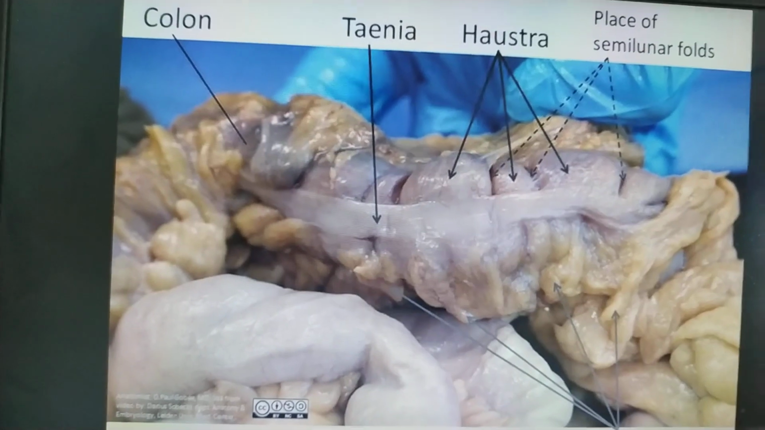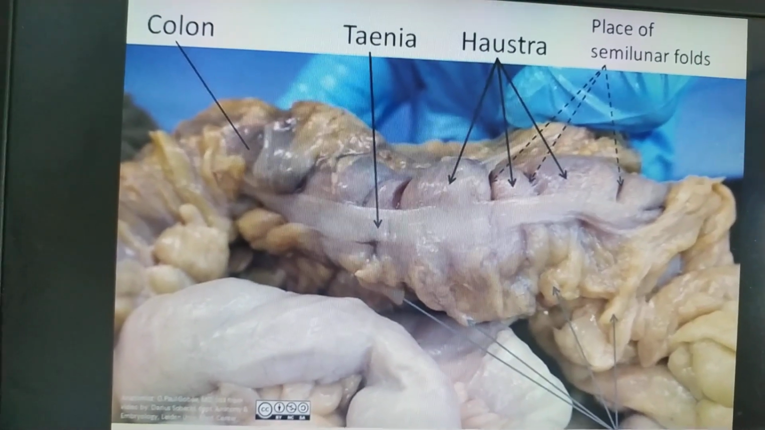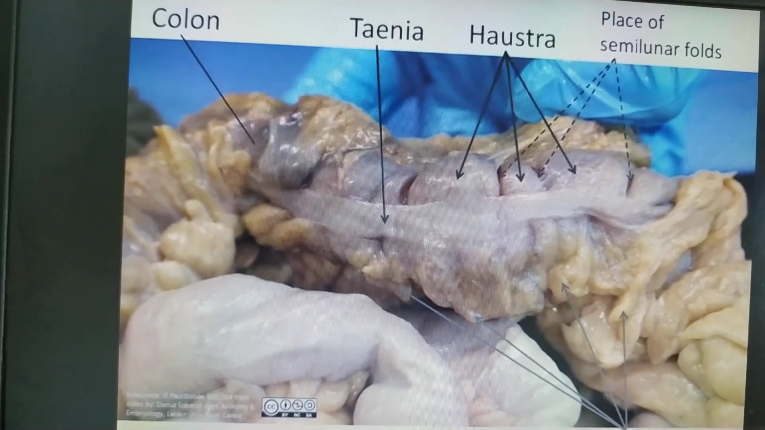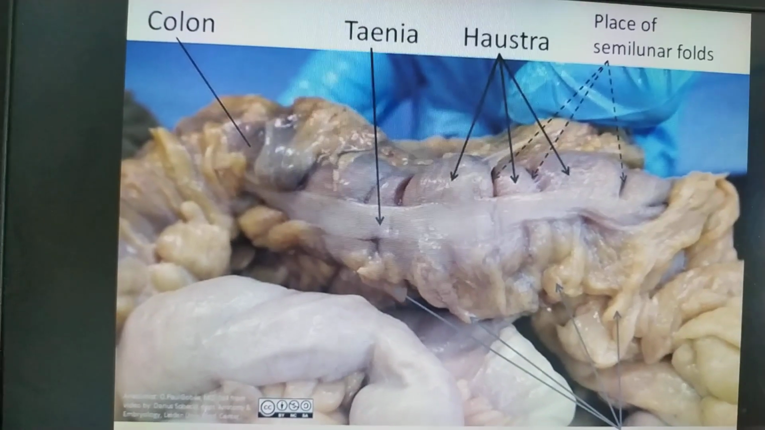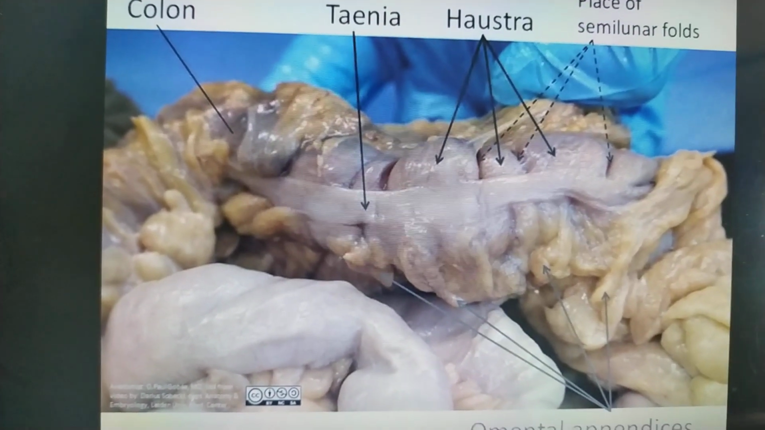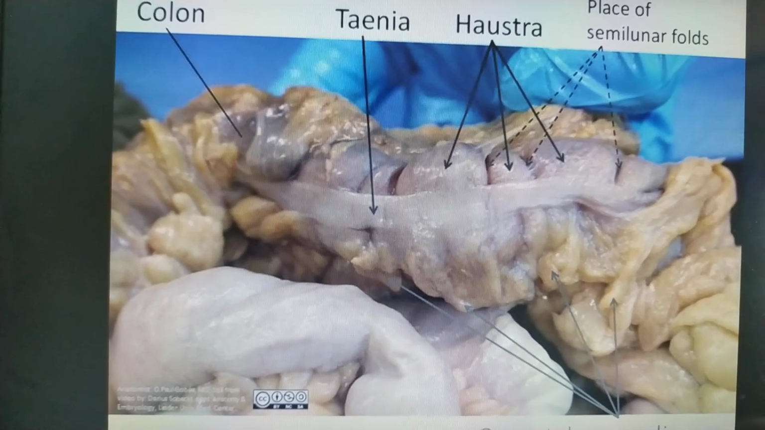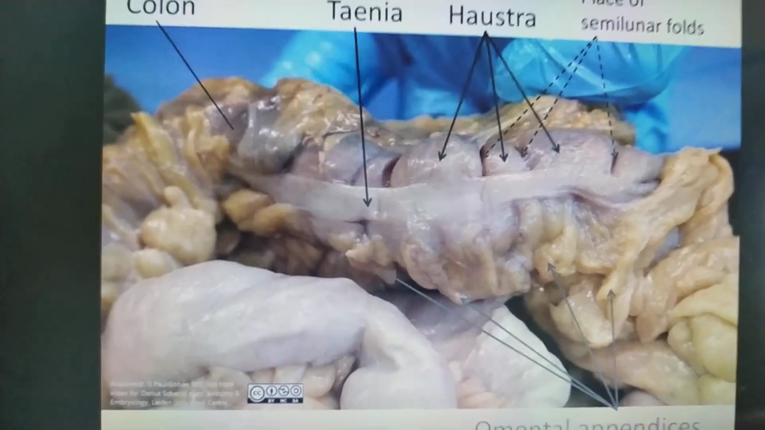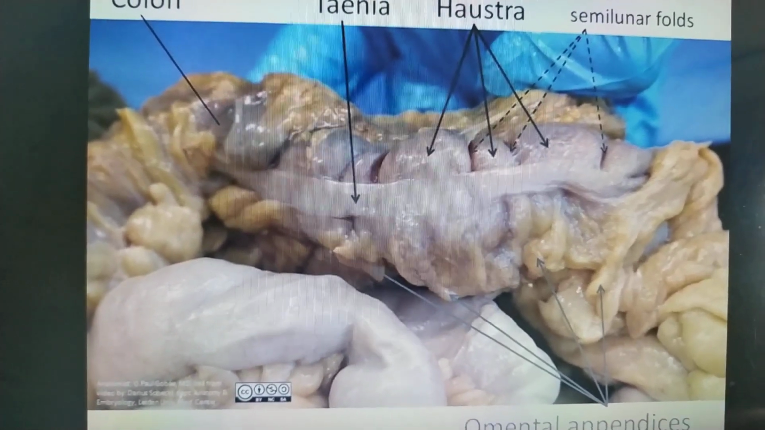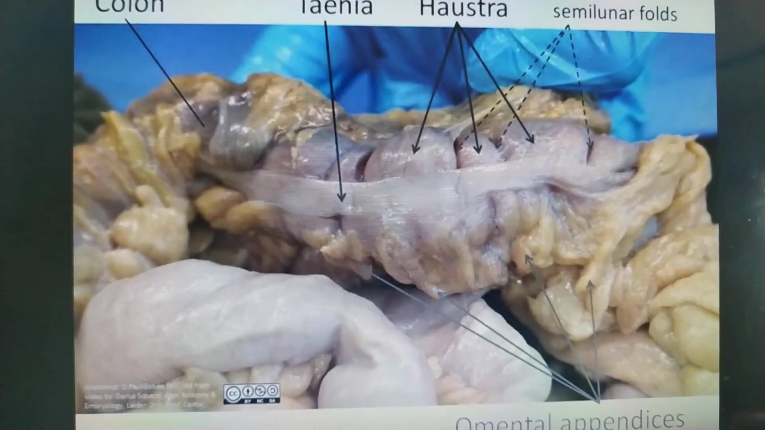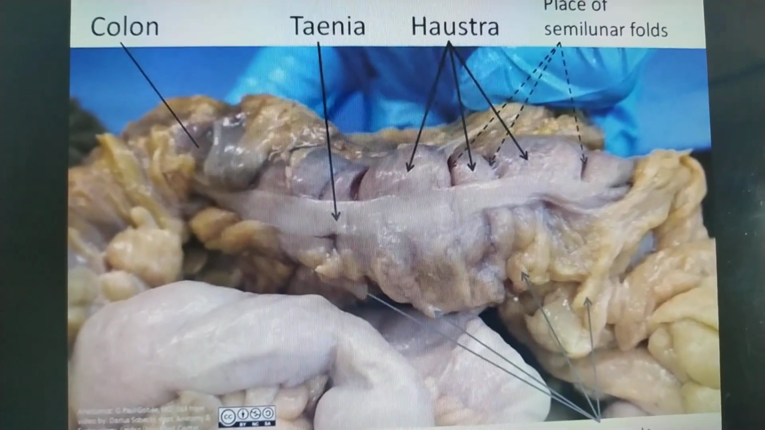The small intestine is more vulnerable to typhoid and tuberculosis, and there are more chances of diarrhea and dysentery due to infection, while in the large intestine there are more chances of development of carcinoma and dysentery. Okay, so this is all about the difference between the small intestine and the large intestine.